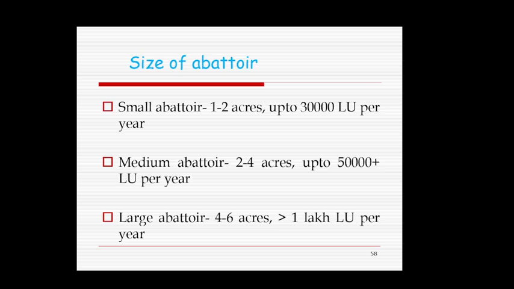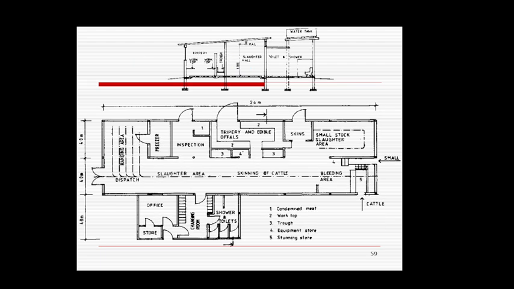Small abattoir, 1 to 2 acres, 30,000 livestock unit per year. Medium abattoir, 2 to 4 acres, up to 50,000 livestock unit per year. Large abattoir, 4 to 6 acres and more than 1 lakh livestock unit. This is the map area. This is the diagram of a slaughterhouse.